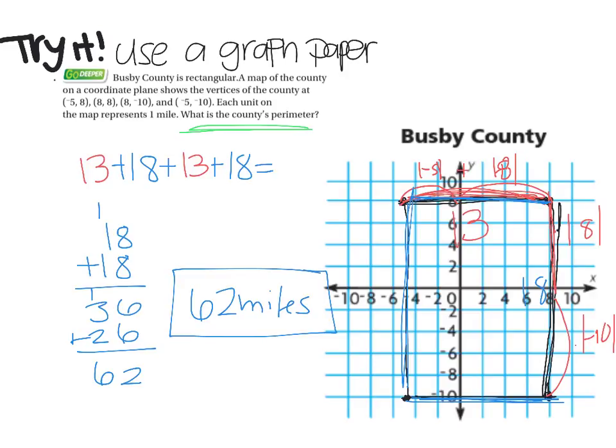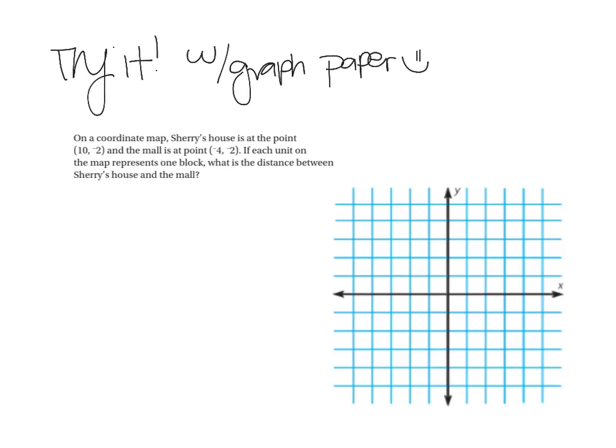Boys and girls, if you have any questions on that, please let me know so I can help you out. And please include your graph paper in your notebook. We're only going to do 2 more problems like this. There is one very similar on your test, so make sure that you know how to solve these problems. So I'm going to read it, and then you can use graph paper to solve it. On a coordinate map, Sherry's house is at the point (10, -2), and the mall is at point (-4, -2). If each unit on the map represents 1 block, what is the distance between Sherry's house and the mall? Go ahead and solve this on your own.